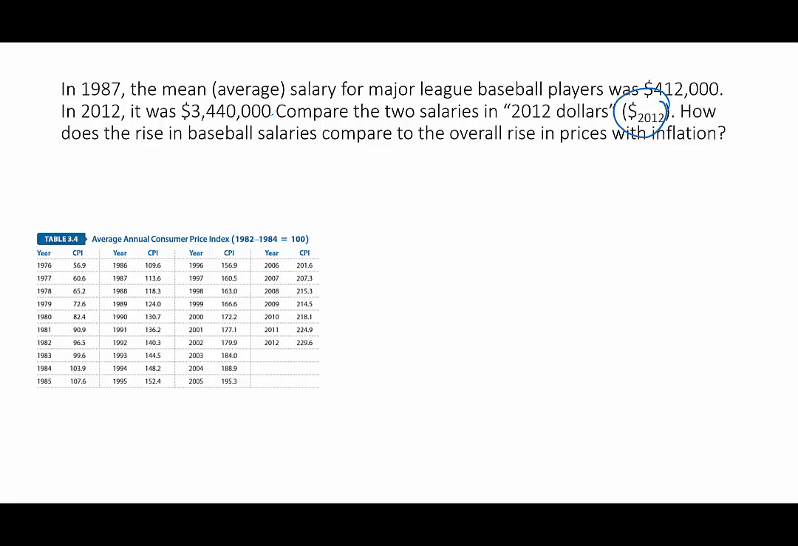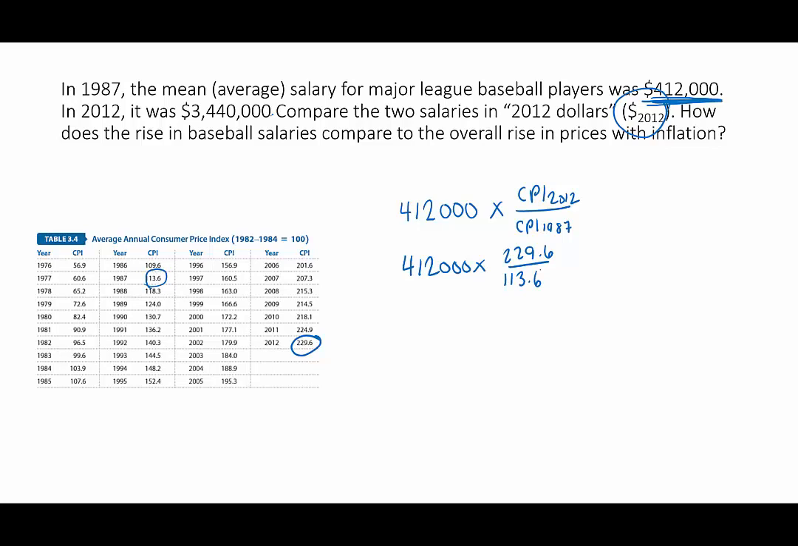So do we remember how to do this? Take the money amount from the year we're looking at, 412,000, and multiply it by the CPI of 2012 and divide it by the CPI of that given year, 1987. So on our chart, we need to find the CPI in 2012 and the CPI in 1987. This would be 412,000 times 229.6 divided by 113.6.